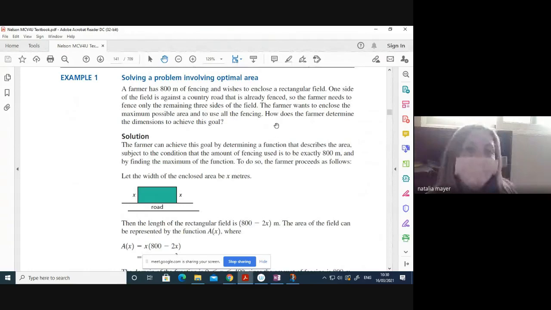Lila, can you read the question? A farmer has 800 meters of fencing and wishes to enclose a rectangular field. One side of the field is against the country road that is already fenced. So the farmer needs to fence only the remaining 3 sides of the field. The farmer wants to enclose the maximum possible area and to use all the fencing. How does the farmer determine the dimensions to achieve this goal?